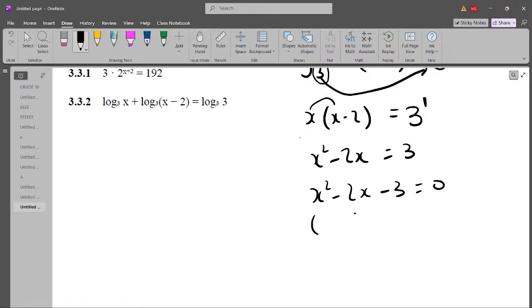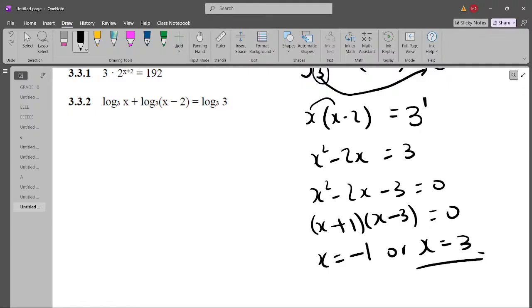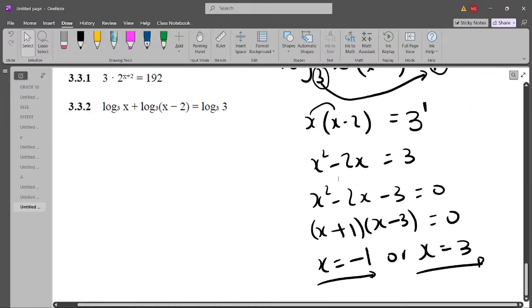Two brackets, that you can use, or the quadratic formula. Apply the zero factor law, x is equals to minus 1 or x is equals to 3. That's just the solve for x. Just go back to the rules of the law.